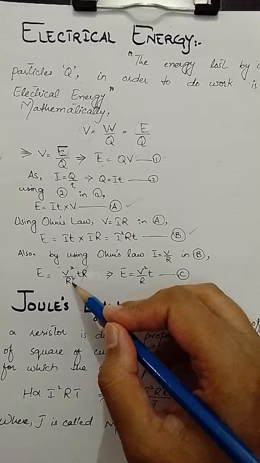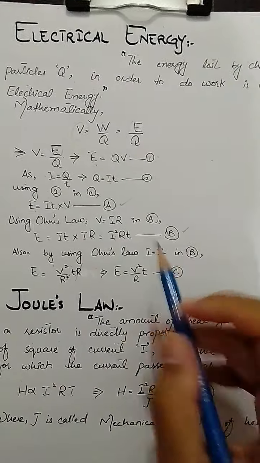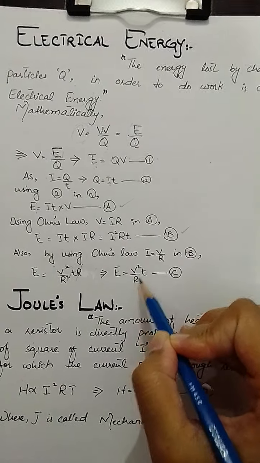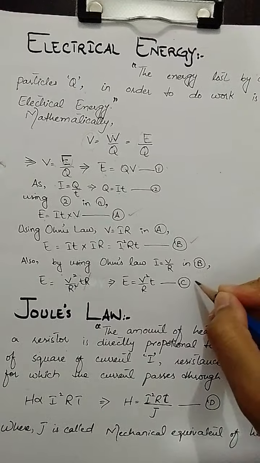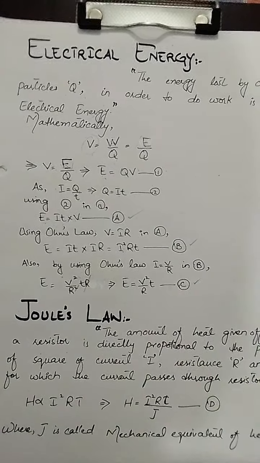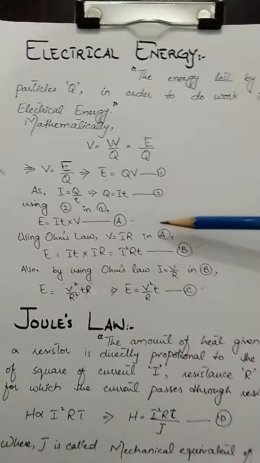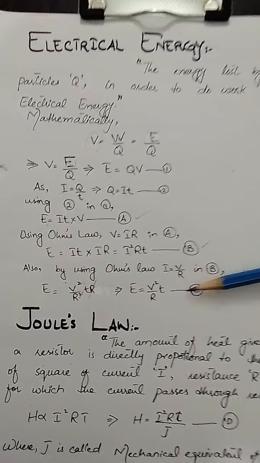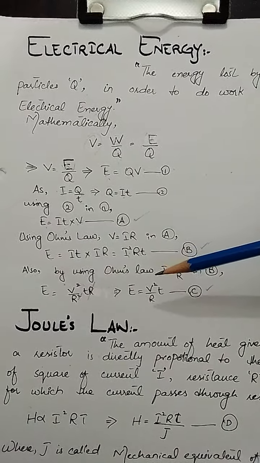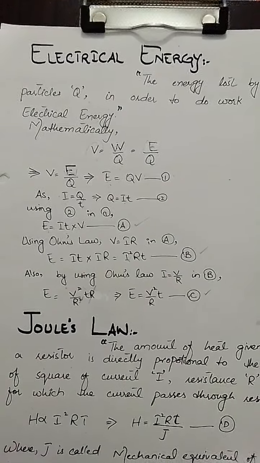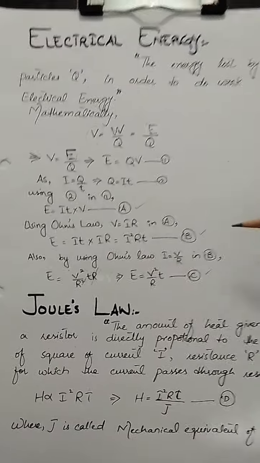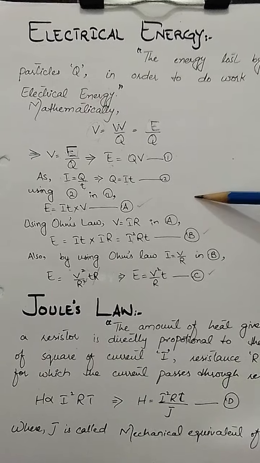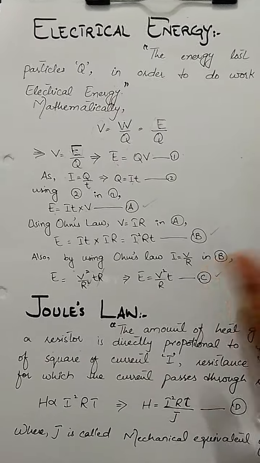Remember, R and R square would cancel each other, and we are left with equals to V square divided by R into T. This is the third equation for electrical energy. So basically ये सेम चीज़ें हैं, but हमने थोड़ा सा रीअरेंज करके लिखा according to the requirement of the numerical problem, right? आपको जिस भी टाइप का numerical problem एग्जाम में गिवन होगा, आप उसी टाइप का यूज़ करेंगे.